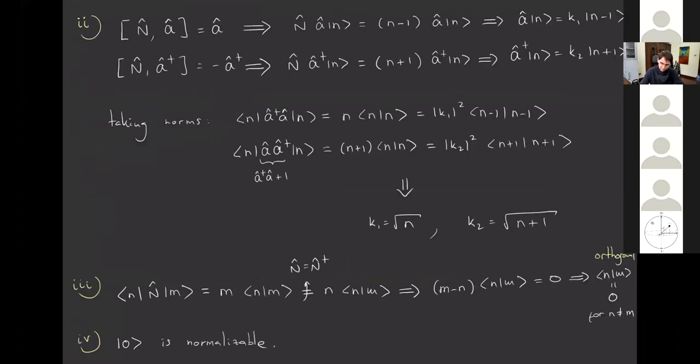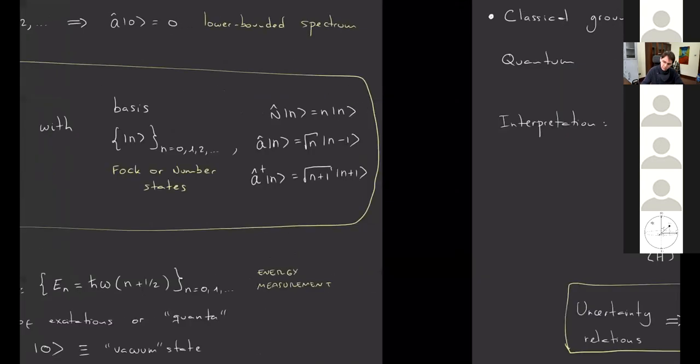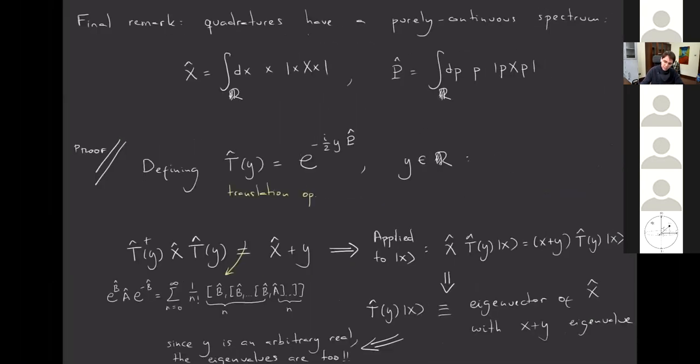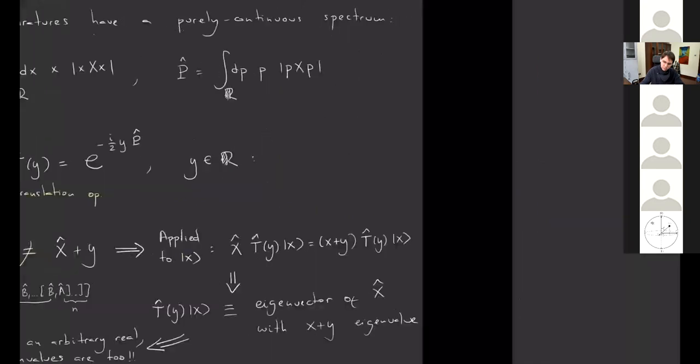So then finally, in the last 5 minutes that we have, I still owe you this proof. I have to prove that the vacuum state, the ground state, is normalizable. And now that we have defined the eigenstates of the position operator, we can do this in the following way. So first of all, you will need a couple more properties.